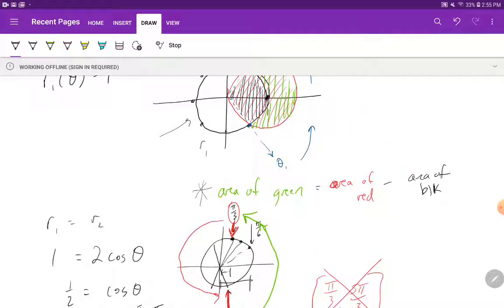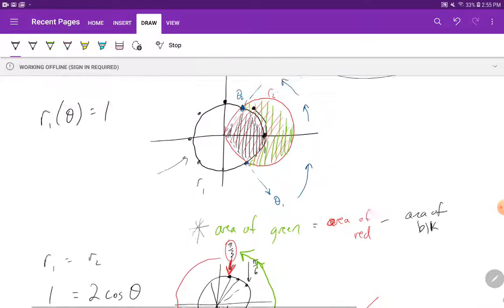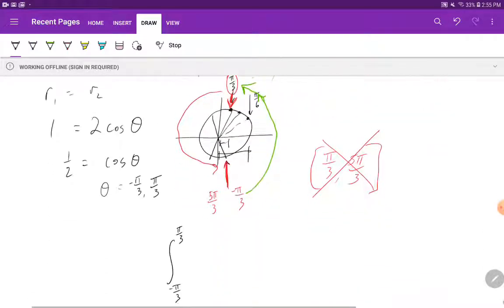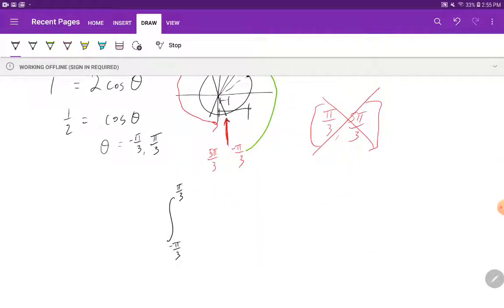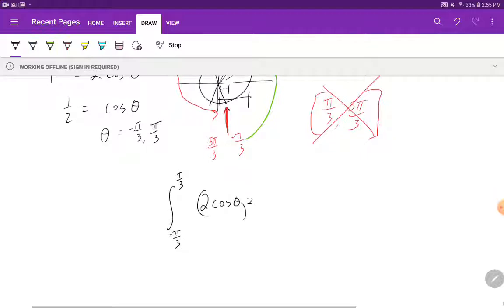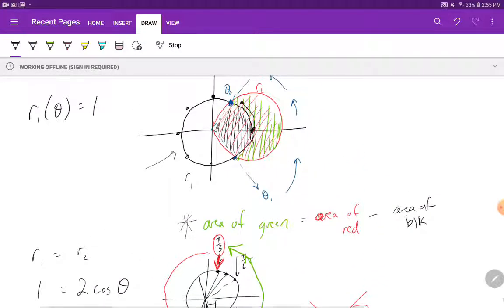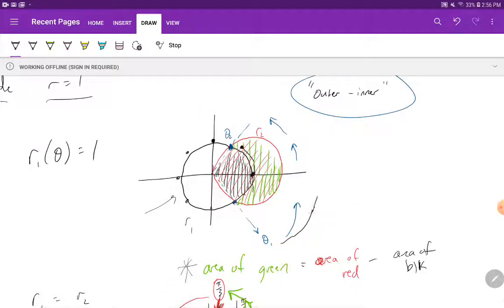We want the area of the red, meaning we want the area of R2, D2. So R2 is 2 cos theta quantity squared, right? Oh, I can't forget the 1/2. What that's going to give us is the sweeping motion from theta 1, so negative pi over 3, all the way up to pi over 3 of just the red, right? And that's too much.